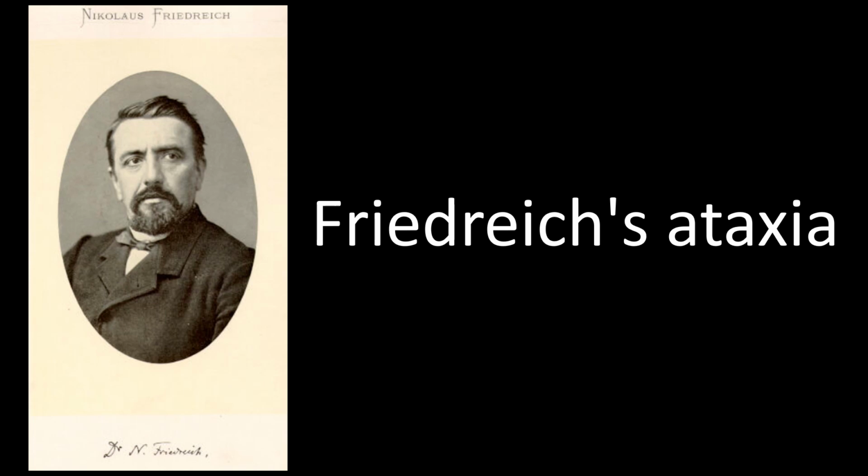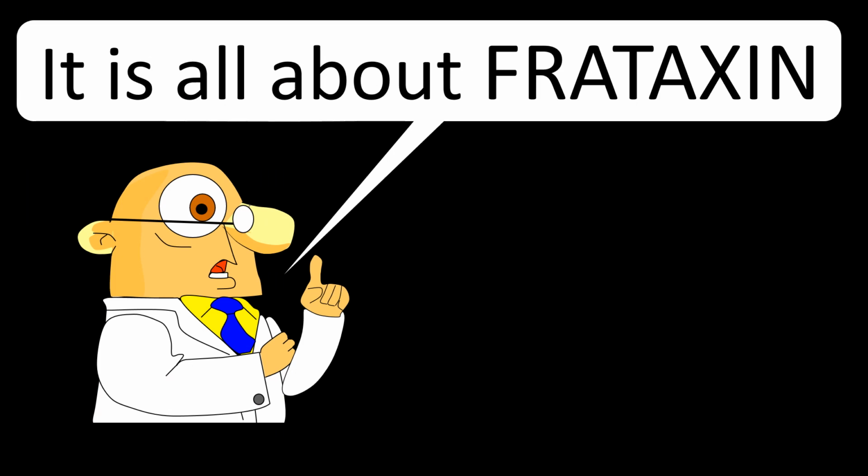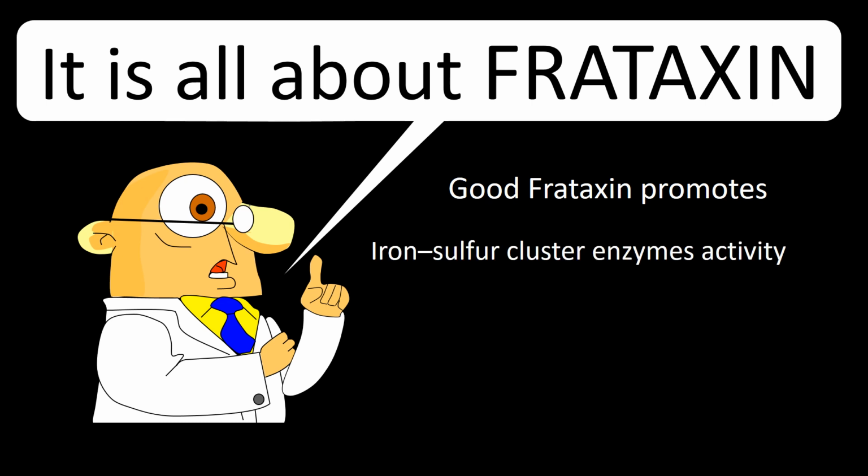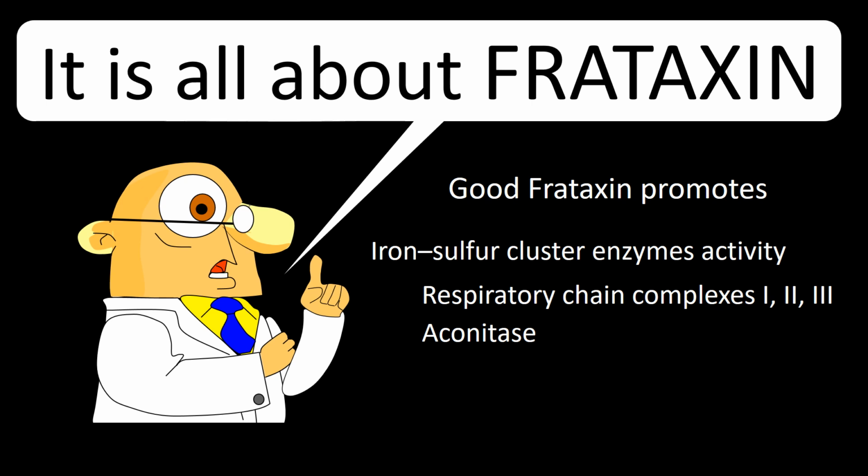There have been many theories through the years about the cause of Friedreich ataxia, but in reality it's all about frataxin. Good frataxin promotes iron-sulfur cluster enzyme activity. This is important for the functioning of the respiratory chain complexes and for the function of aconitase. These enzymes are involved in the control of reactive oxygen radicals.